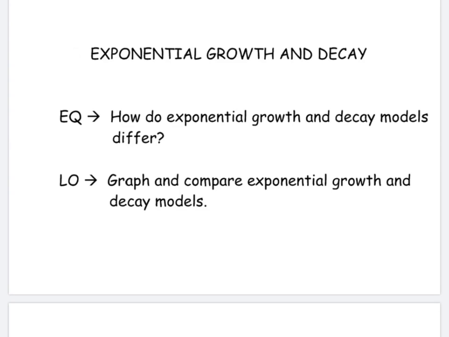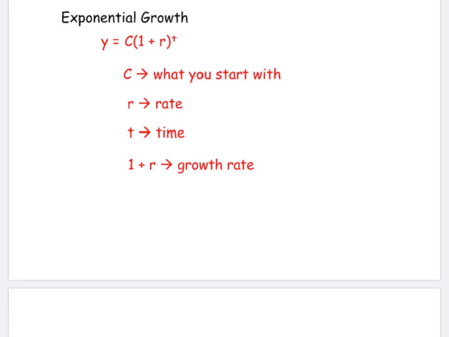This lesson is going to be looking at exponential growth and decay. Exponential growth has a formula. It's y equals c times 1 plus r to the t power. And then it tells you on the screen what each variable stands for.